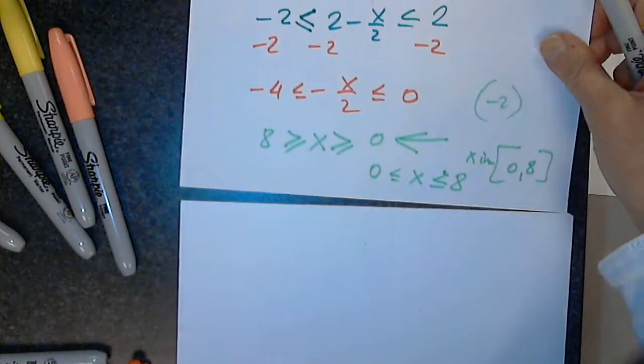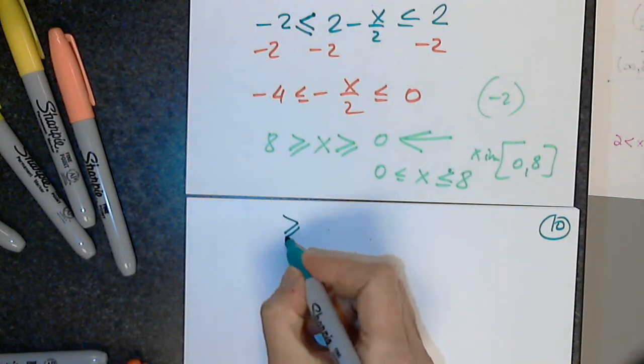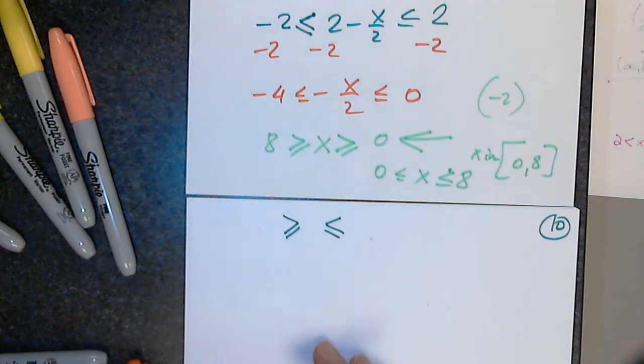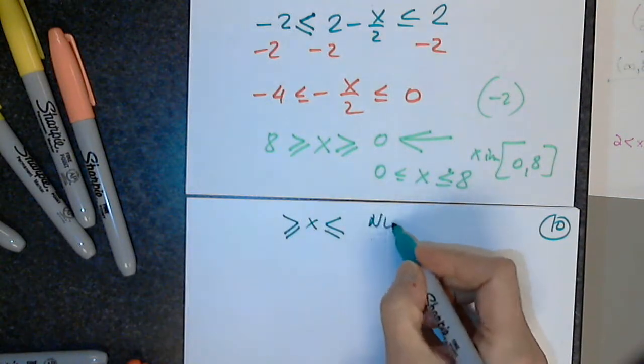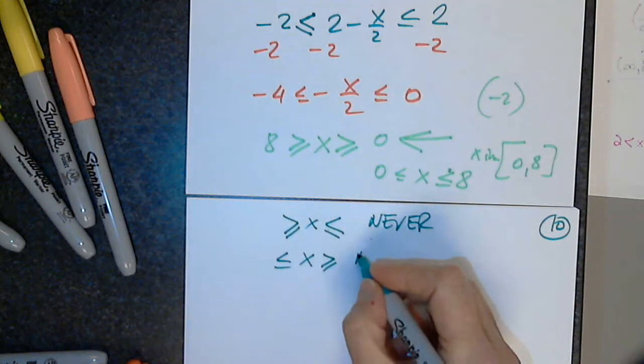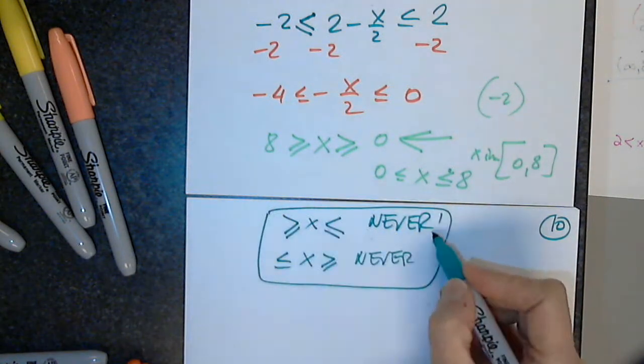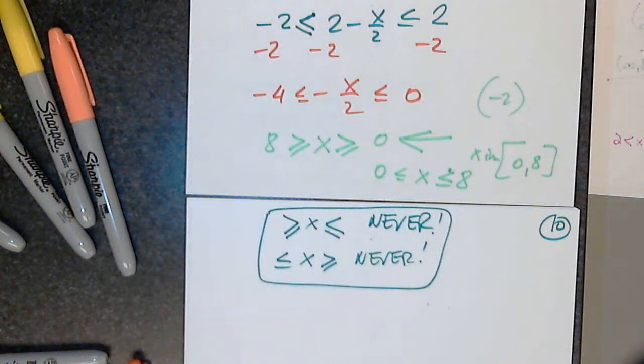Two things I want to make sure I'm not going to see in your test, work, or anything. Please don't ever show something like this. Never. And please don't ever show something like this. These do not make any sense. If you need to make yourself a note, please make yourself a note. These two have no meaning.